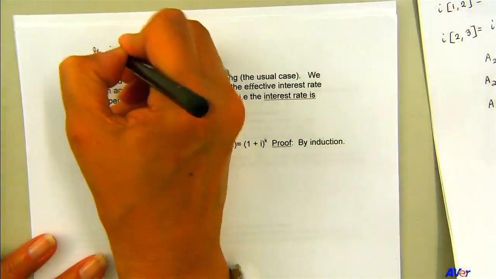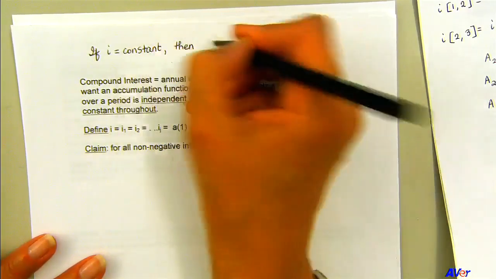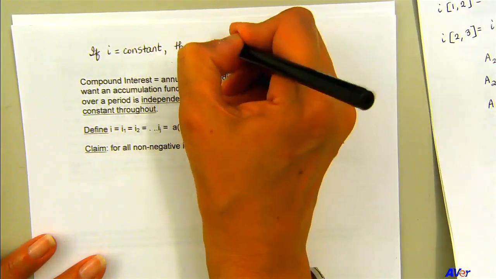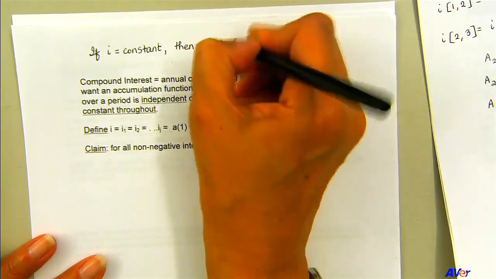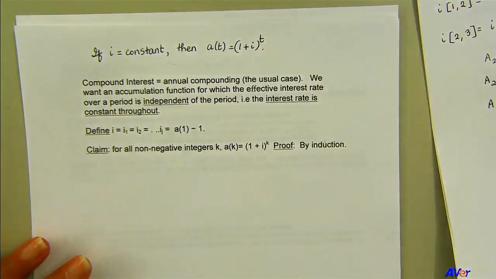So look what it's saying. It's saying if i is constant, which is the case for compound interest, then a of t is equal to (1 + i)^t. That's the claim. Meaning, we saw before that with simple interest, the i's were decreasing and the a was something else. This is saying if your i is to remain constant from year to year, then the accumulation function has to be (1 + i)^t.